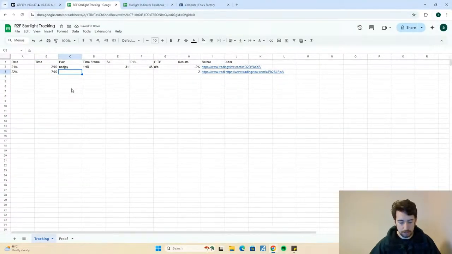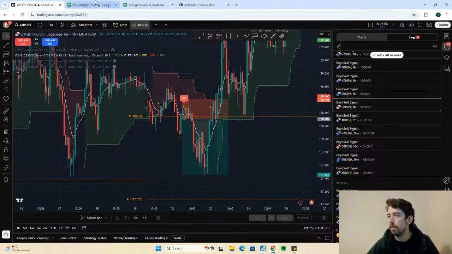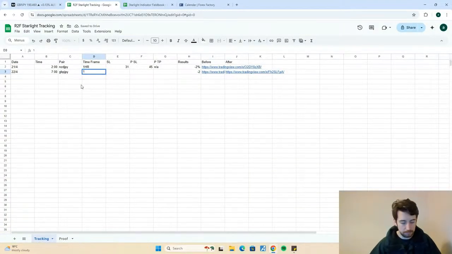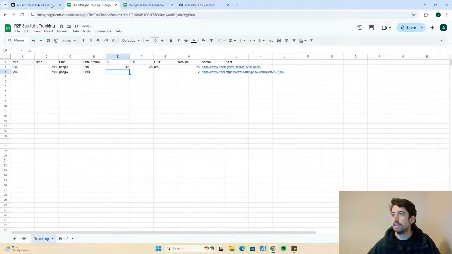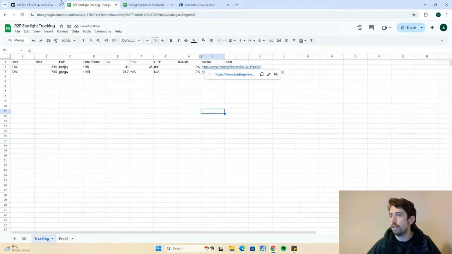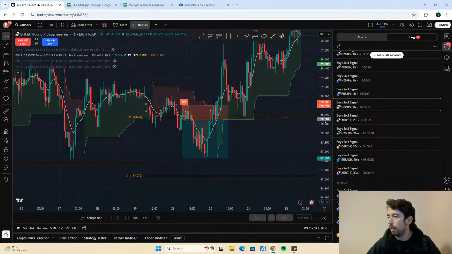7 a.m. We're going to do Great British Pound, JPY. We're going to be on the what time frame? We are on the 1 hour time frame. Stop loss was 29.7. Possible stop loss, nothing to make that work. Possible take profit, nothing to make that work. And we want to make sure that this is a percent. Right, cool. So let's keep going.